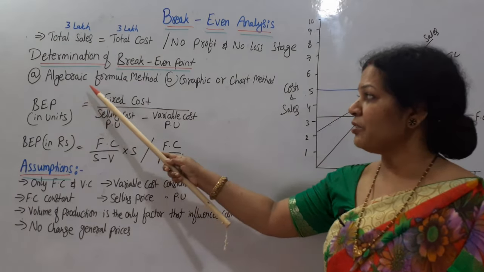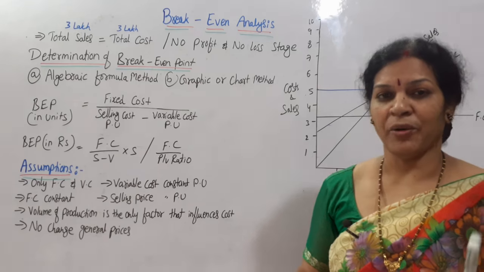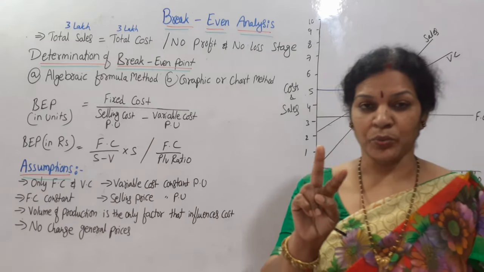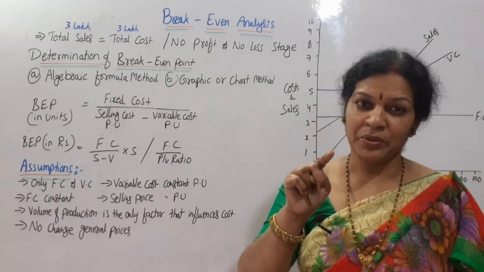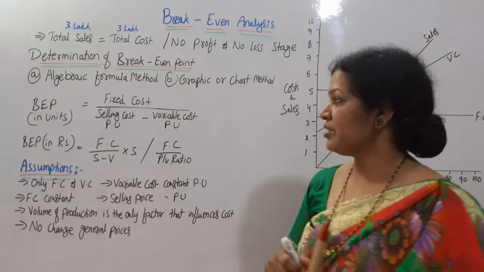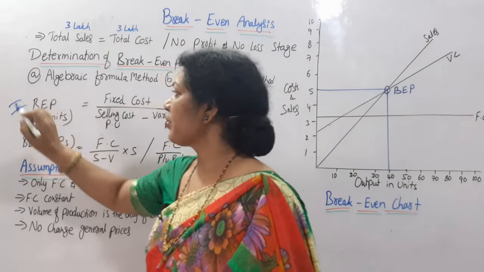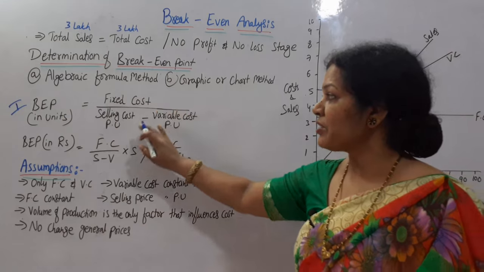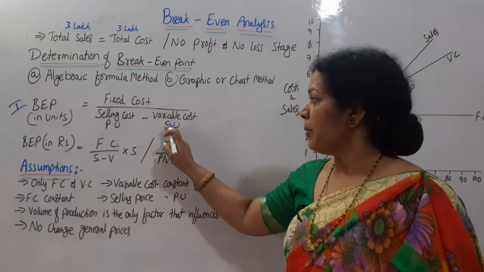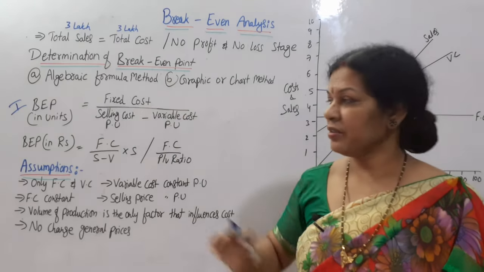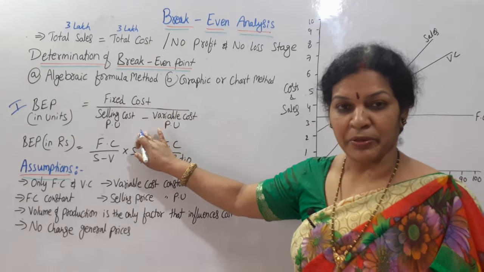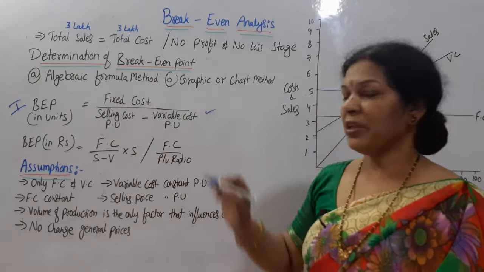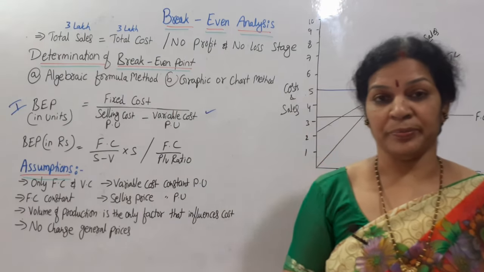First, in the algebraic formula method, there is a simple formula. We can calculate the break-even point in two ways. One is when we want the break-even point in units. If I want the break-even point in units, then this is the formula: fixed cost divided by selling price per unit minus variable cost per unit. Per unit we are taking. If we use this formula, you will get the break-even point in units.